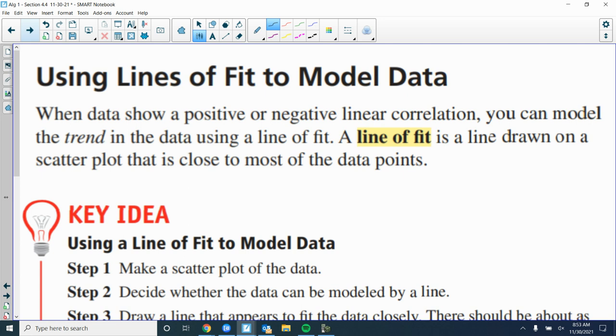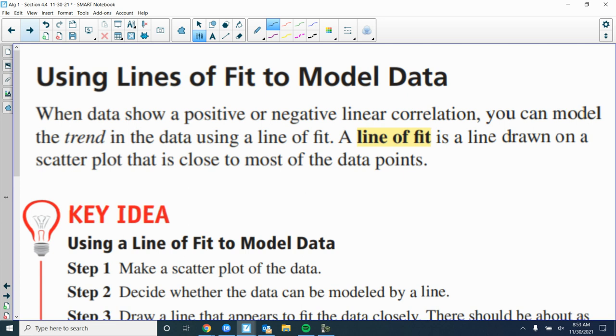Okay, lines of fit. So we have things that look like lines. We create lines with them. All right, when data shows a positive or negative linear correlation, so it's going uphill or downhill pretty close to a line, you can model the trend with a line of fit because, like it says, a line of fit is a line drawn on a scatter plot that is close to most of the data points.